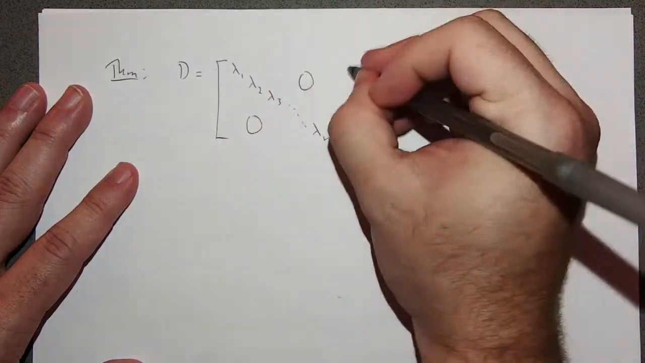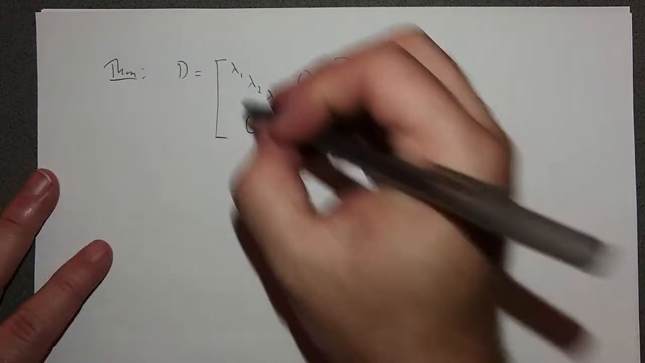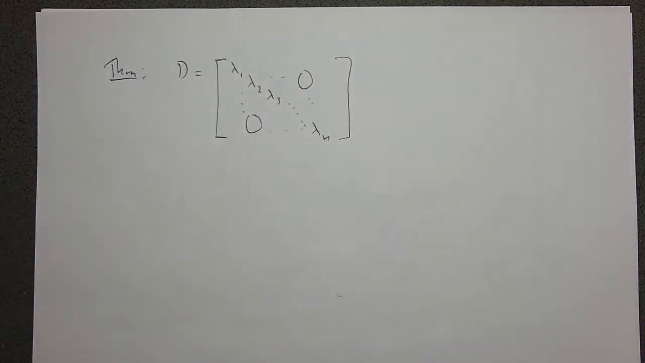Where everything is zero except possibly what is on its diagonal is not zero. Now, these could also be zero. So for instance, the zero matrix is in fact an example of a diagonal matrix. Okay, but everything off the diagonal has to be zero. This is an example of a diagonal matrix.